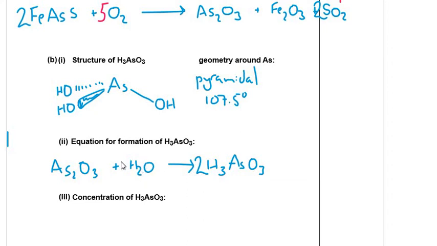We should hopefully see the easiest way to do this is to put a 3 in front of our water there, and if we then count it up, we've got 2 arsenic atoms in the reactants and 2 in the products. We have 6 oxygen atoms in the reactants and 6 in the products, and we have 6 hydrogen atoms in the reactants and also 6 in the products.